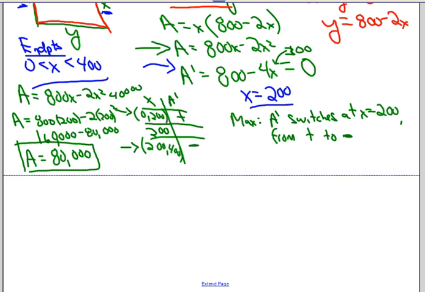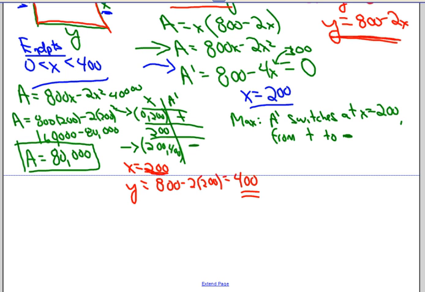What are the dimensions? Well, easy. x is 200, we know that. And what does y equal? We'll come back over here. y is 800 minus 2x, so it's 800 minus 2 times 200. So our y equals 400.